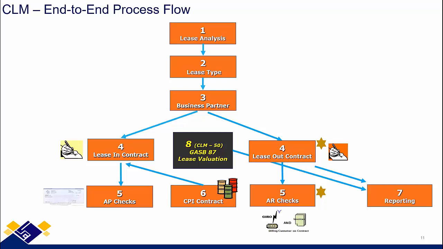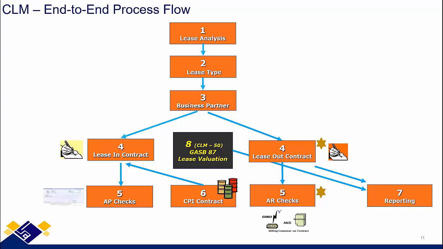Number 6 is our CPI contract. Many of you have CPIs. CPI is Consumer Price Index. Many contracts are linked to that. Now we are living in inflationary times, so CPI is all the more important and relevant. The SAP CLM module has an inbuilt capability to handle the CPI. It can do all the calculations. It can do all the adjustments automatically. So, that's another feature that we can use.